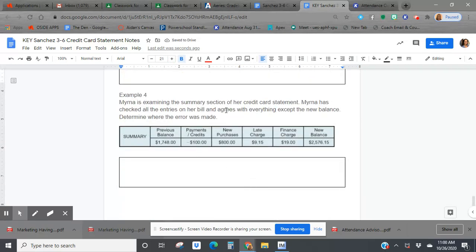Myrna is examining the summary section of her credit card statement. She has checked all the entries on her bill. She agrees with everything except the new balance. Determine where the error was made. So previous balance minus a payment or credit plus the new purchases plus a late charge plus a finance charge.